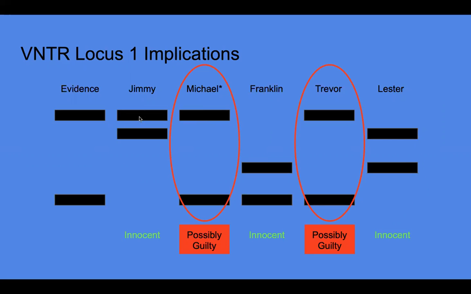Jimmy and Franklin both have 1 allele that matches the evidence, but they would need both of their alleles to match to possibly be guilty, so they are also cleared of blame. Michael and Trevor, circled in red, have both of their alleles match the 2 alleles at locus 1 of the evidence, and further testing is needed to determine which of those 2 is guilty. For now, they both can be considered possibly guilty.